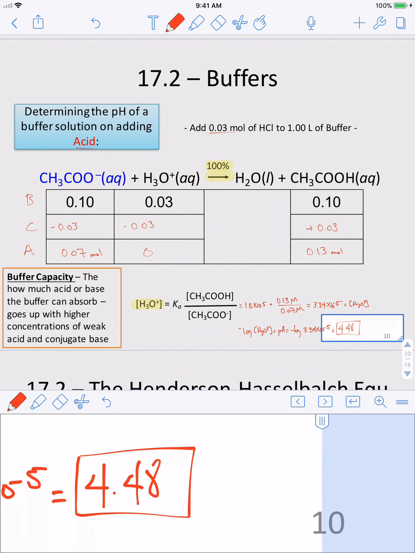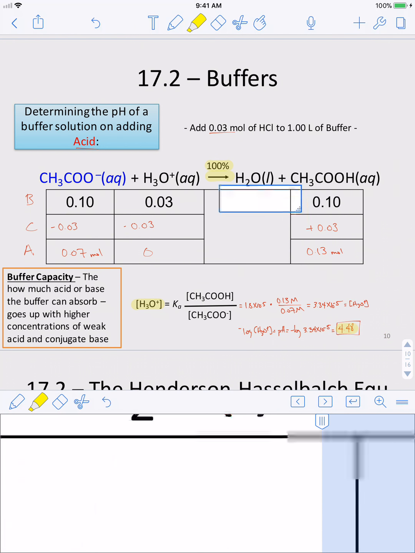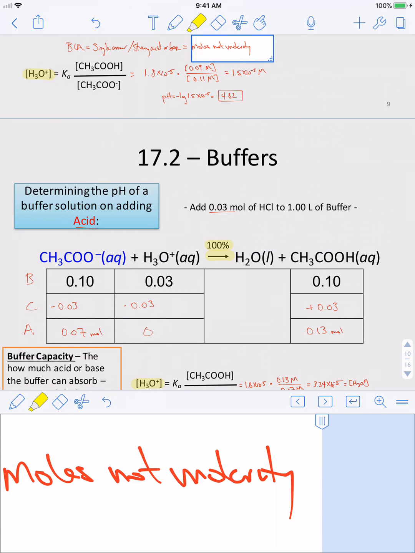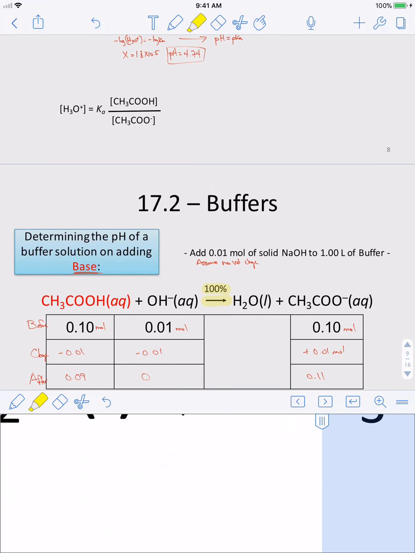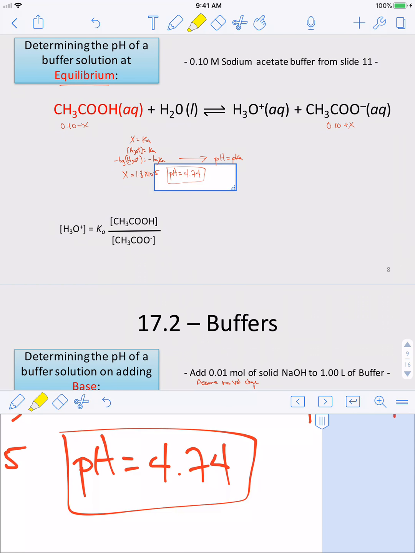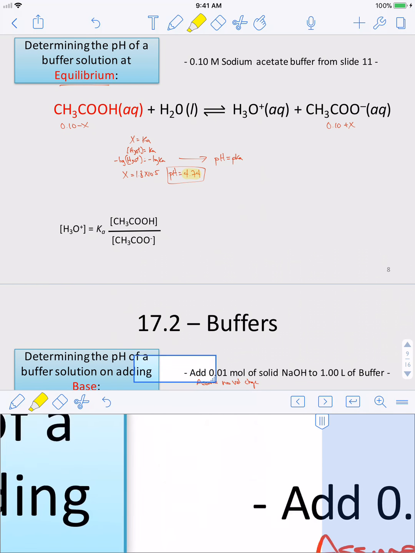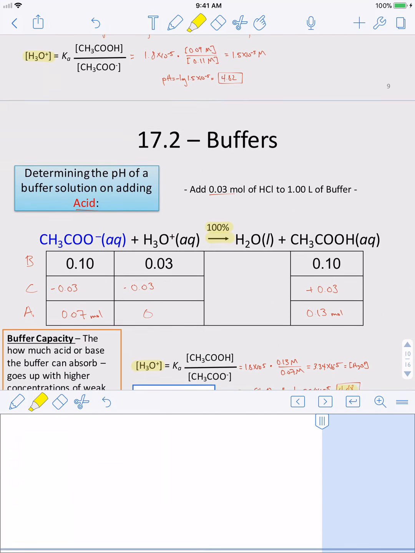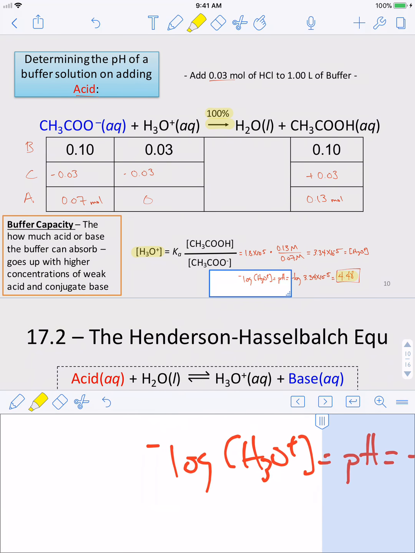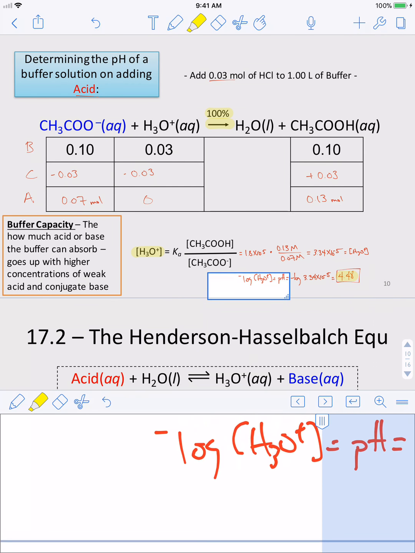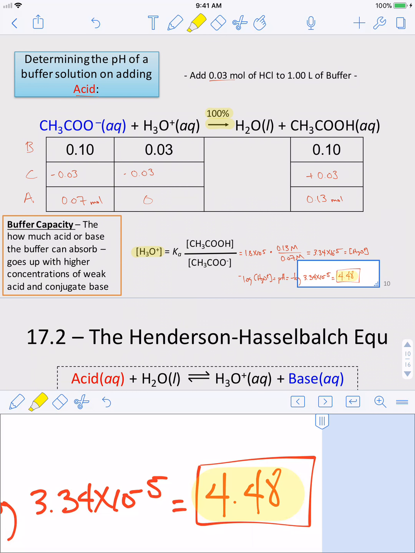So did the buffer work? Yeah. Again, if we go back a couple slides, we started at a pH of 4.74. We added some strong acid to it, and when we added a strong acid, it only changed the pH slightly, down to 4.48.